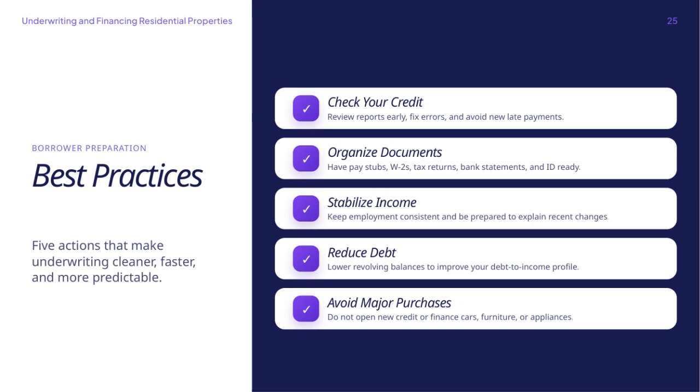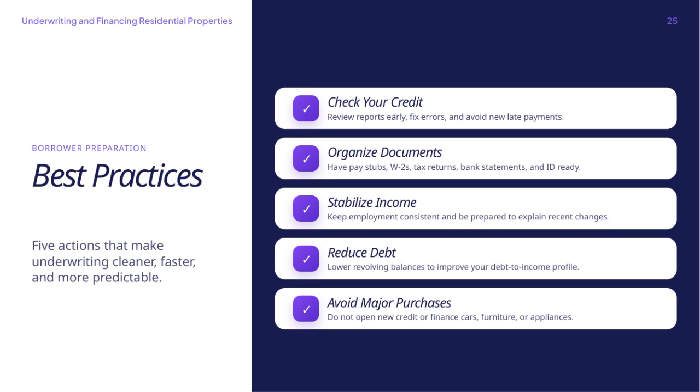Having all your necessary paperwork ready, like pay stubs, W-2s, tax returns, bank statements, and identification, makes the process much more efficient. Stabilizing your income is also crucial. Lenders want to see consistent employment, so try to keep your job steady and be ready to explain any recent changes in your income. Reducing your debt will improve your debt-to-income ratio, so pay down revolving balances where you can.